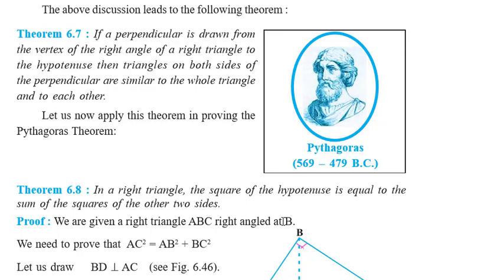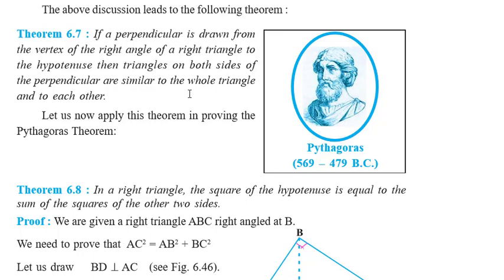Today we are going to discuss Pythagoras theorem. Before that, let us first see theorem 6.7. The statement is, if a perpendicular is drawn from the vertex of a right angle triangle to the hypotenuse, then triangles on both sides of the perpendicular are similar to the whole triangle and to each other. Okay, have you understood what the statement is? Yes, if not, then read again.